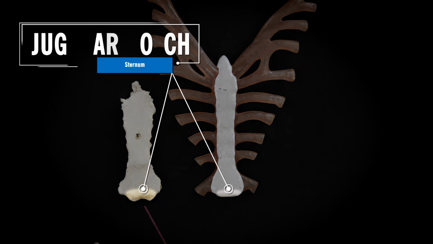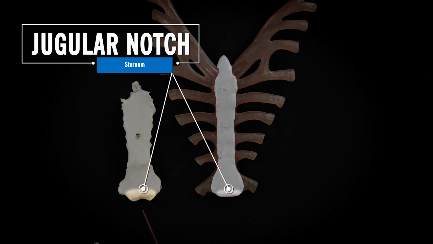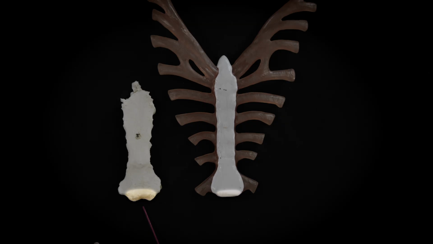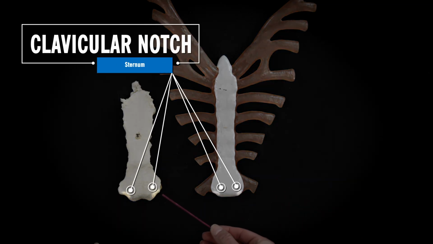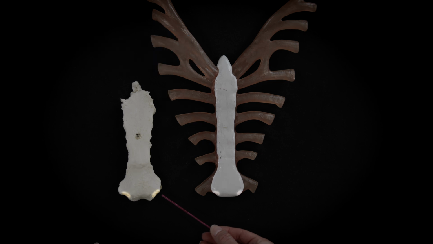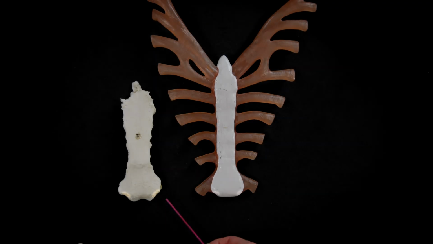At the top of the sternum, we have the jugular notch, which is this indent here. You can see it very clearly on the real bone, but there's not really an indent on the model. But if there is a sticker here, you would still need to write down the jugular notch. Then we have the clavicular notch, which again you can see pretty clearly on the actual bone, but you can't really see it on the model as well. But this again would be the clavicular notch, and it's on either side where the clavicle attaches.